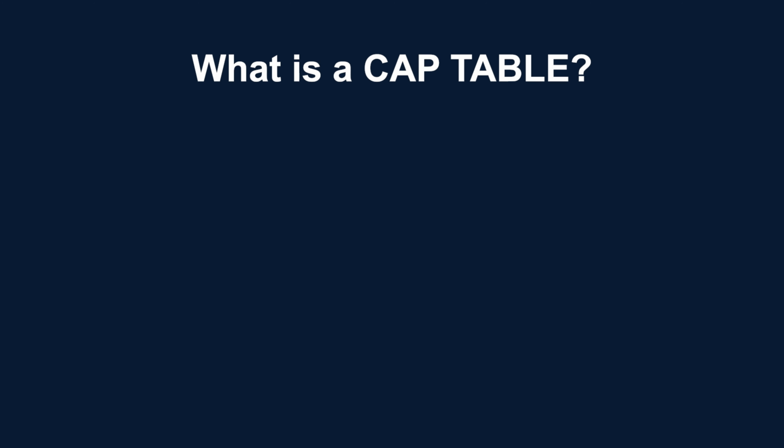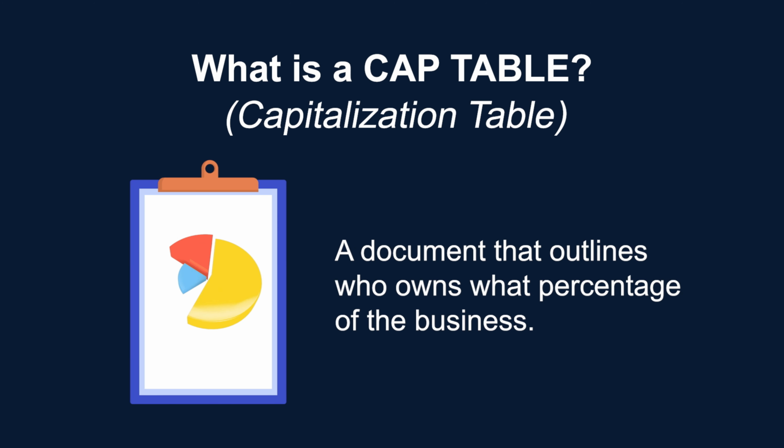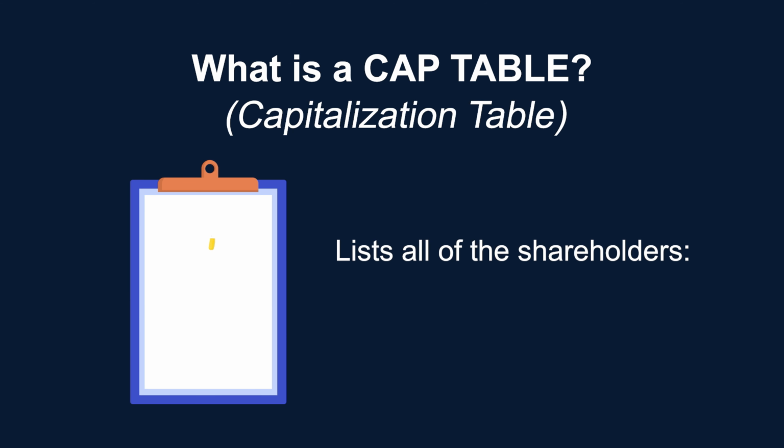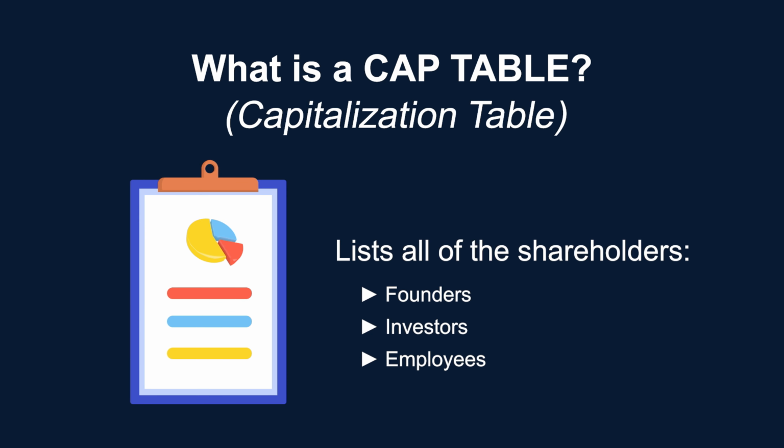A cap table, short for capitalization table, is a document that outlines who owns what percentage of your business. It lists all of the shareholders, whether they're founders, investors, or employees, and details how many shares each party owns. It also tracks securities that can either act like equity or have the potential to become equity, like SAFEs, options, warrants, and convertible notes.